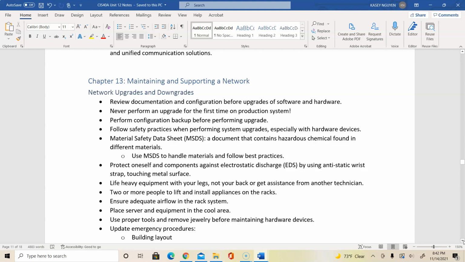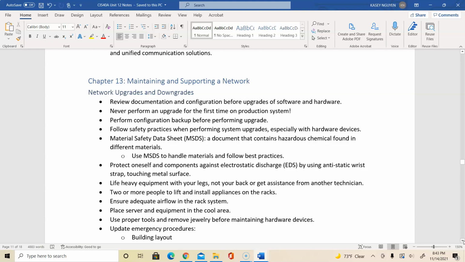So we would perform all the configuration backup first before we perform upgrade. We would follow the safety practices to perform system upgrades and also look at the different types of hardware devices. We would also use material safety data sheets, or MSDS, to determine, when we dispose of our components, parts and systems, whether they contain hazardous chemicals. And so we would follow the safety measures in order to properly e-cycle or dispose of these types of systems.